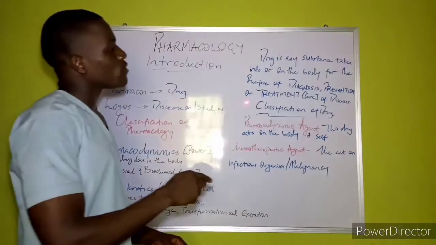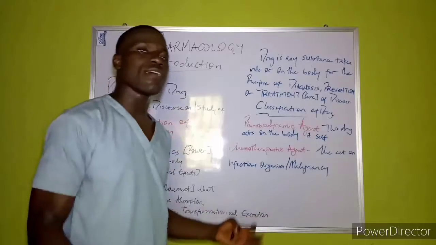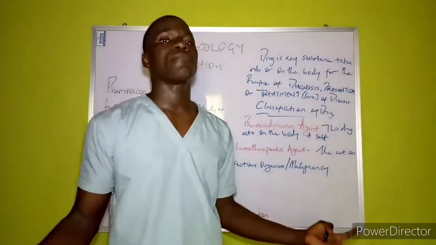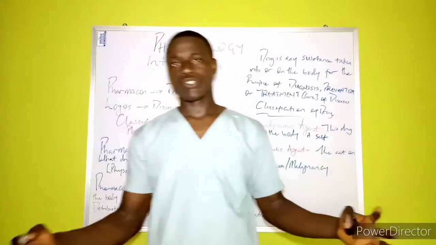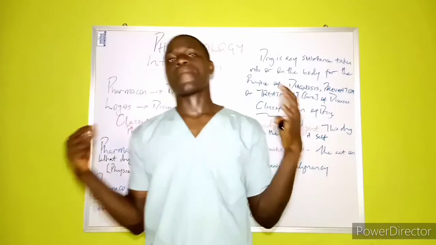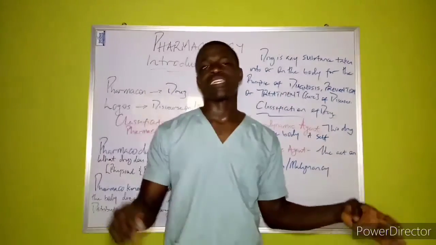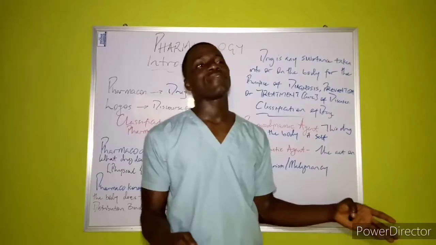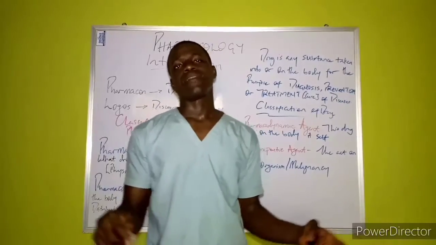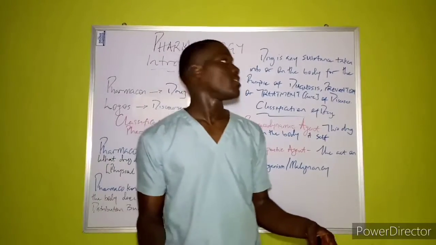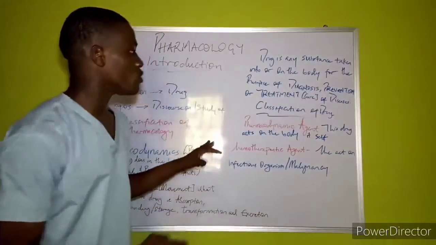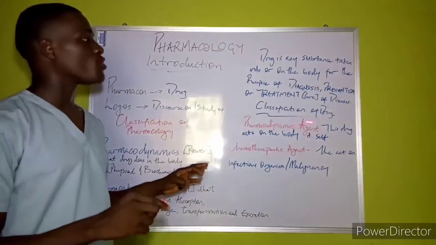And lastly, for treatment purposes. Whenever someone breaks down with a disease condition, the person is given a particular drug which will help the person to get better. Those drugs are given in order to treat the person of that disease. So you get what I'm saying now. The next thing we'll talk about is classification of drugs.